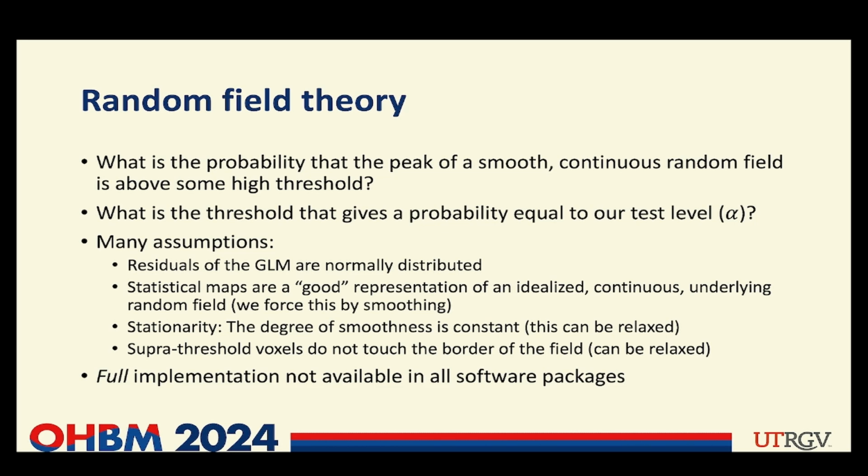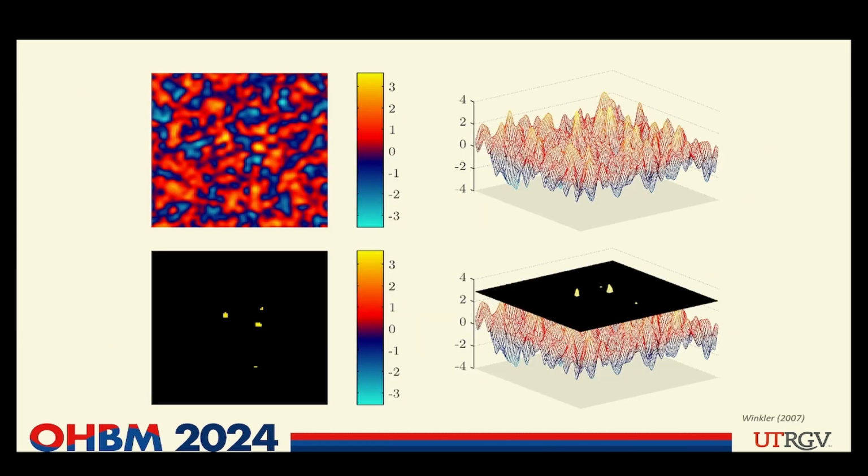And because it's so complicated, it turns out that the full implementation, as random field theory is supposed to be, is available in very few software packages. SPM has it, but not for surfaces. FSL has it, but it's a simplification. AFNI has it, but it's also a simplification. So it's not very much used anymore.